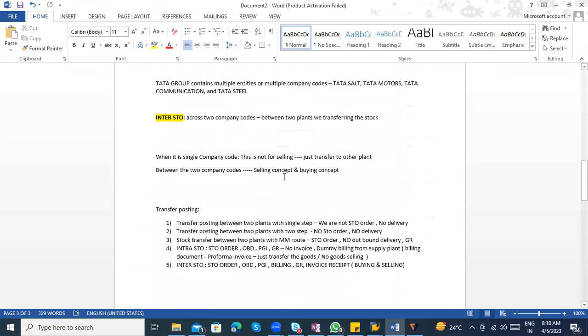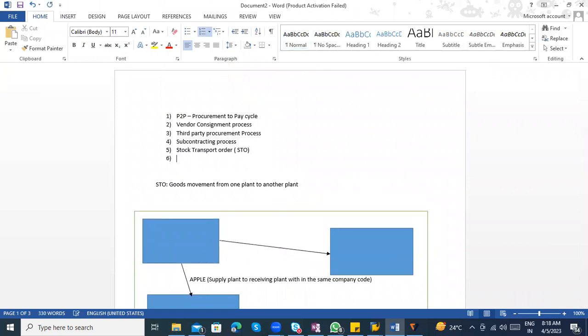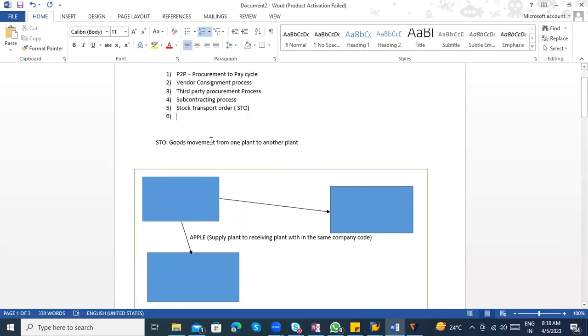Now coming to this one, we completed the STO process also. Any doubts? Okay. So now let's go to the next process, which is the invoice plan.